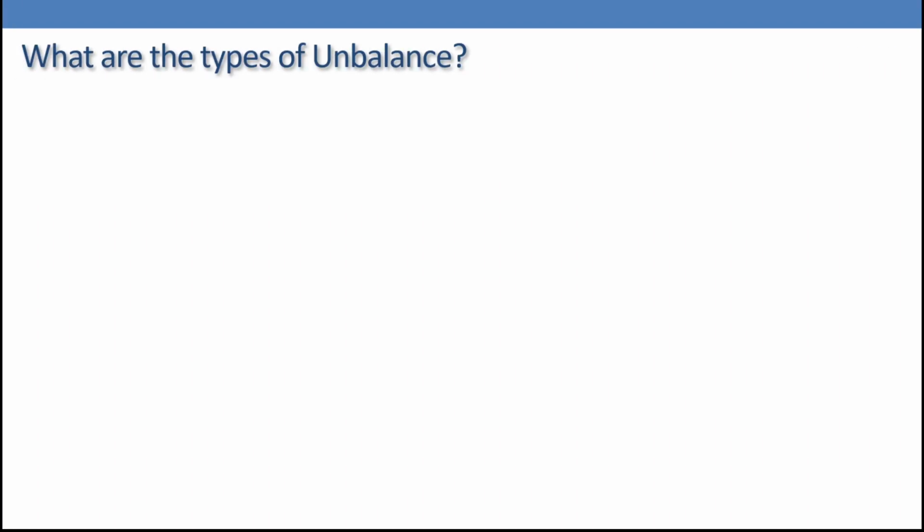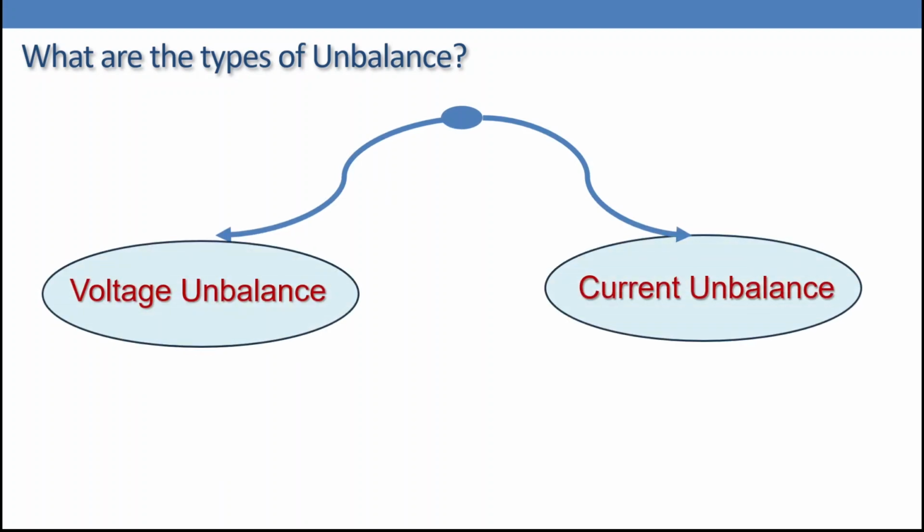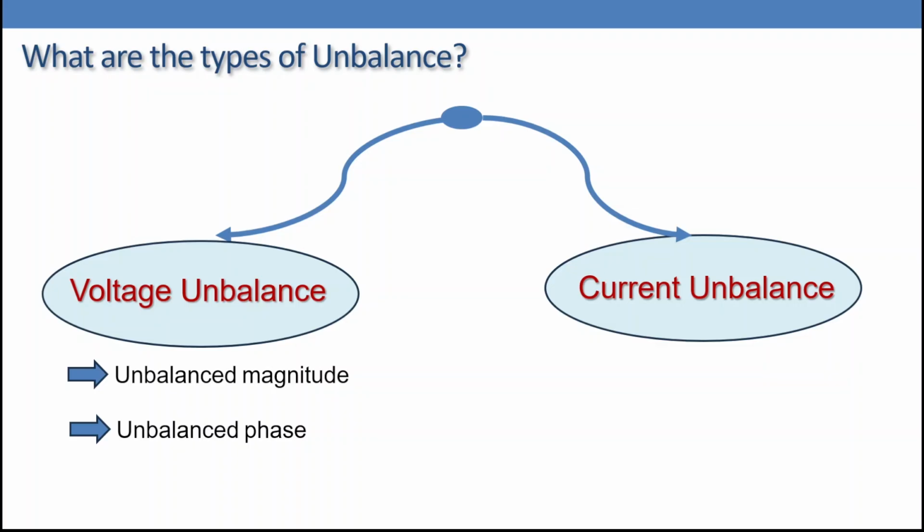Another question: what are the types of imbalance? Voltage imbalance or current imbalance? For voltage imbalance, we have unbalanced magnitude or unbalanced phase, maybe both. For current imbalance, we have unsymmetrical loads or faults. So in these videos, part number 1, we are going to cover unsymmetrical loads, and part number 2, we are going to continue with unsymmetrical loads, but in part number 3, we are going to cover unbalanced magnitude, phase, or both.